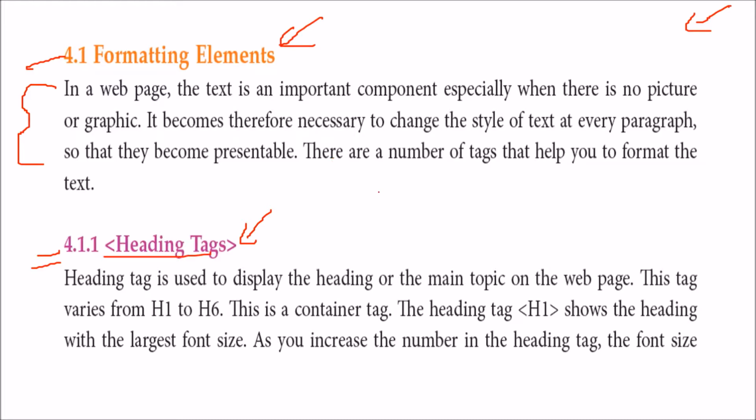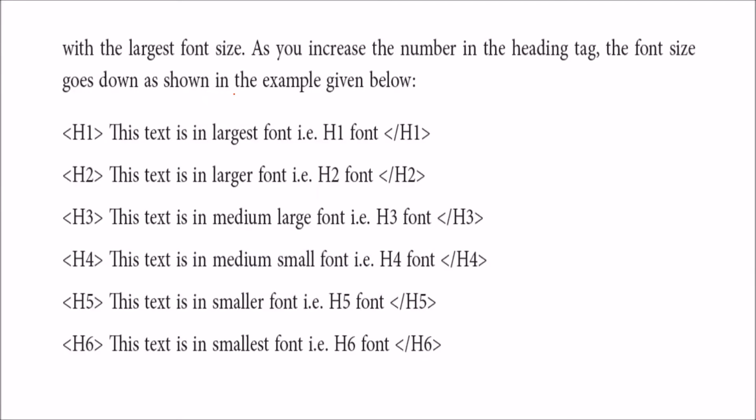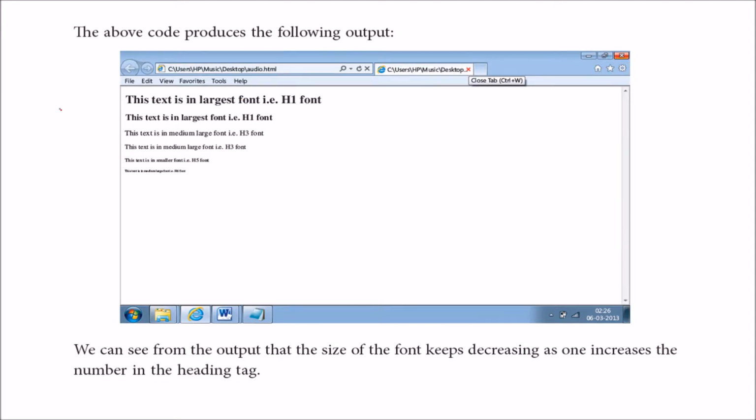So we start with the heading tag. Heading tags go from H1 to H6. H1 is the largest, H6 is the smallest. So H1 is the largest font, followed by larger, medium large, medium small, smaller and smallest. When you actually run this code, H1 to H6, you will see the sizes decreasing in order.